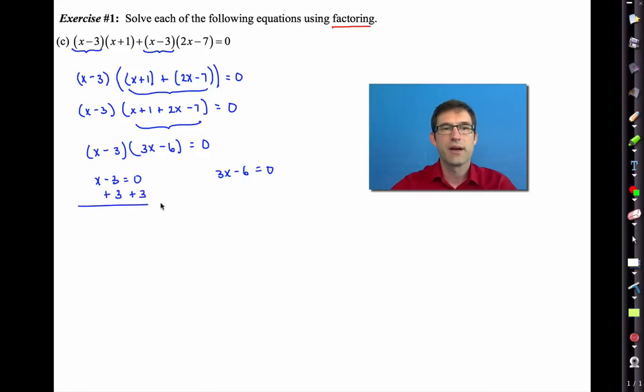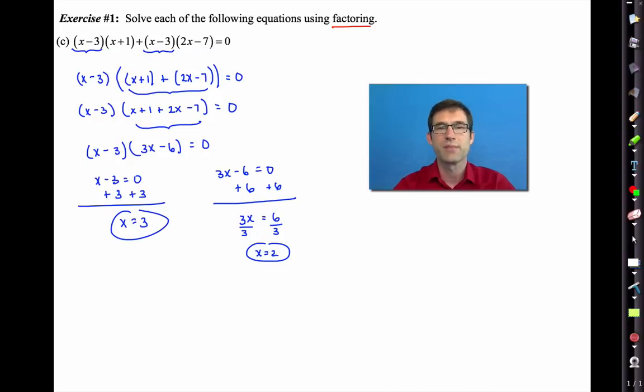Add 3 to both sides. I'll get x equals 3. Here I'll add 6 to both sides. A little more work on that one. 3x equals 6. Divide both sides by 3, and I'll get x equals 2. So 2 and 3 are my roots, my zeros, my solutions. So many different names for the solutions to an equation.